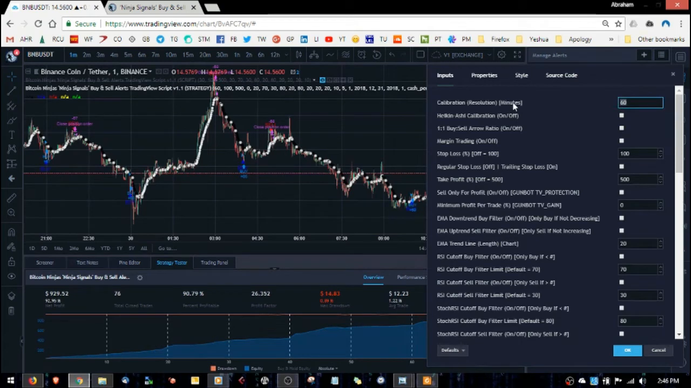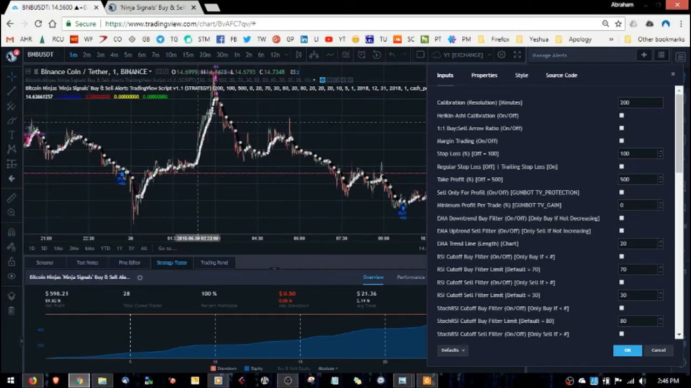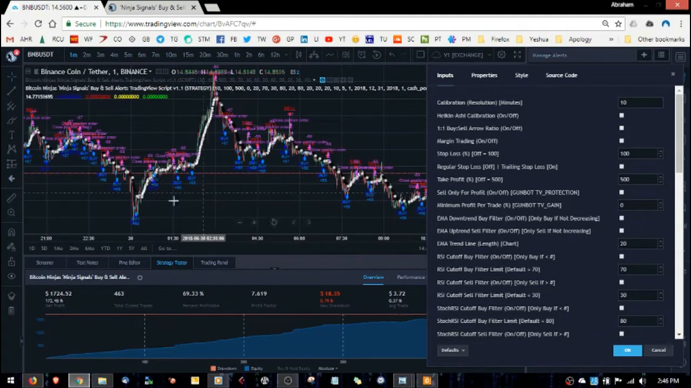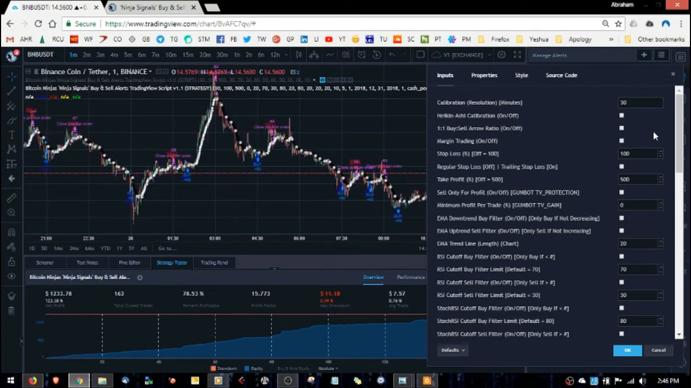Not much of a difference. Let's crank that up to like 200. You can see arrows are becoming very spread out. Whereas if I bring them back together, remember we were at 30 when we started, now we're up to 200. I'll bring that down to 10 minutes, and you'll see that trades are much more aggressive. Lots and lots of trades now. Let's put that back to 30. So that allows you to adjust how aggressively you're going to trade.